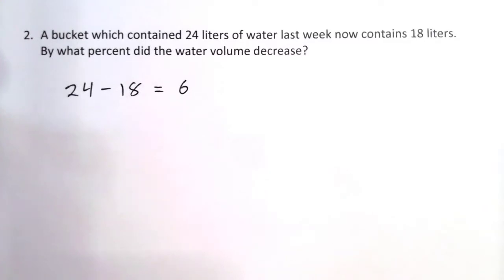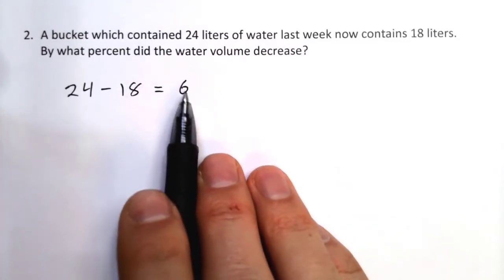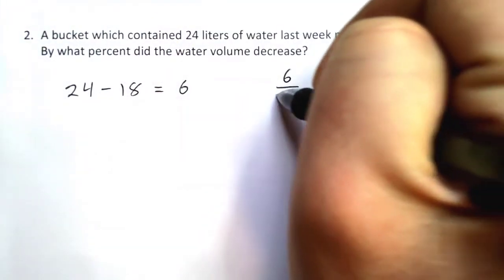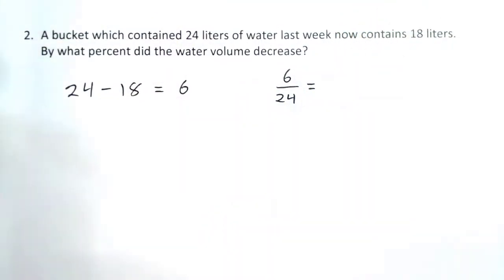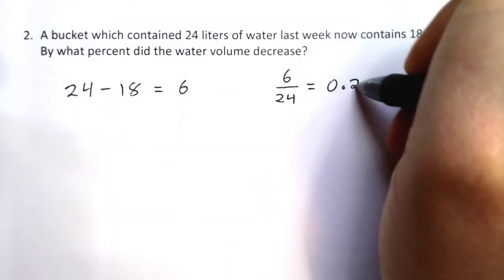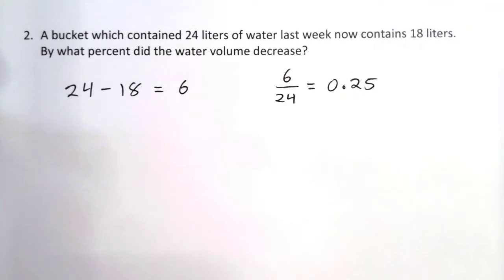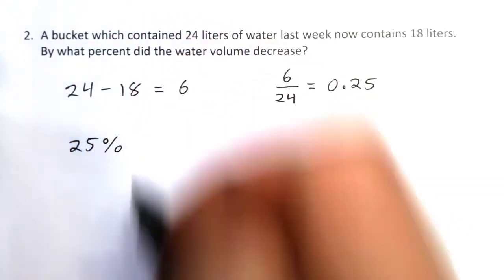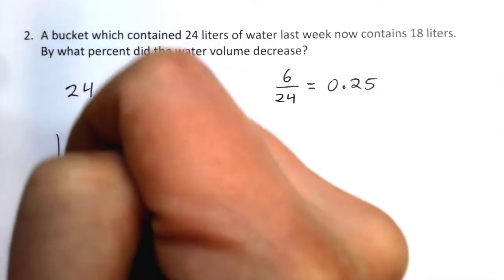So to find the percent decrease, we'll take this amount and divide by the original amount. And that gives us 0.25 exactly. So let's write this using a percent symbol. We can say that the percent that the water decreased was exactly 25%.